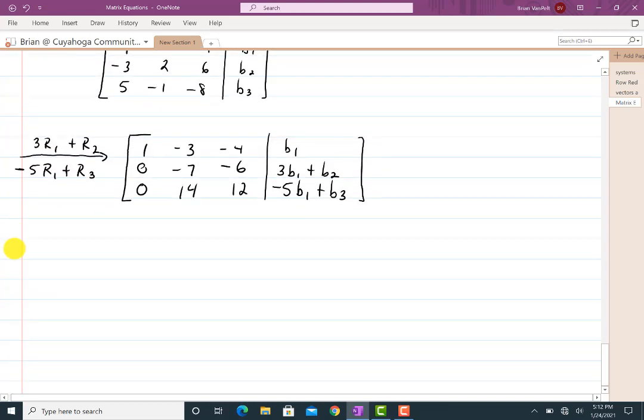And now I can see what's going to happen next. I don't need to completely solve this thing to figure out what's going to happen. I'm going to immediately use this -7 to wipe out this 14, but I think you're going to see that this -6 will also wipe out the 12. All I have to do for that is 2R2 plus R3.